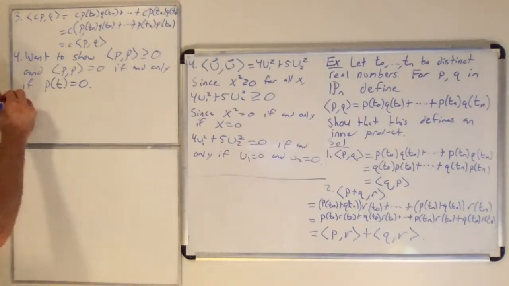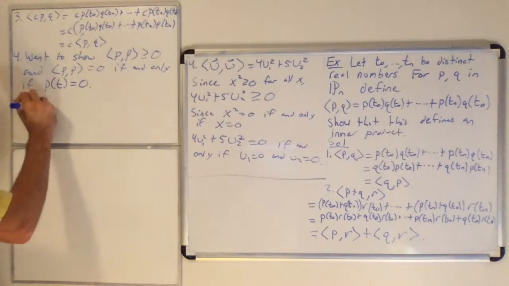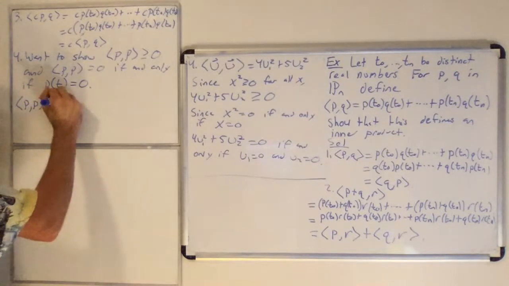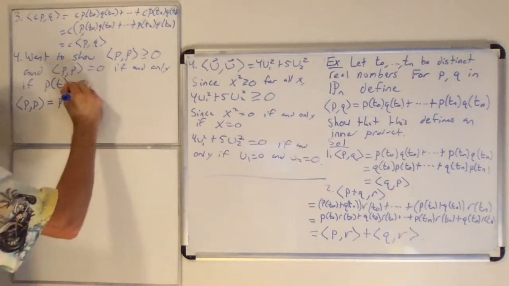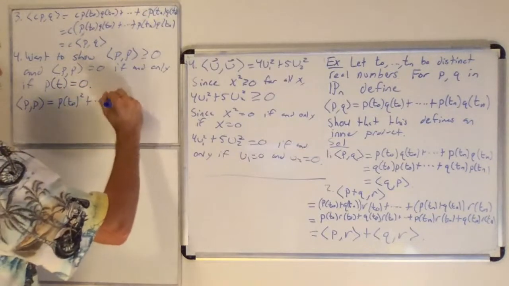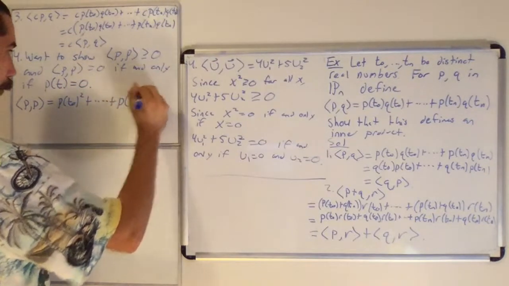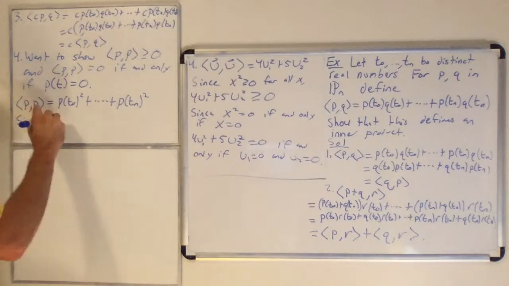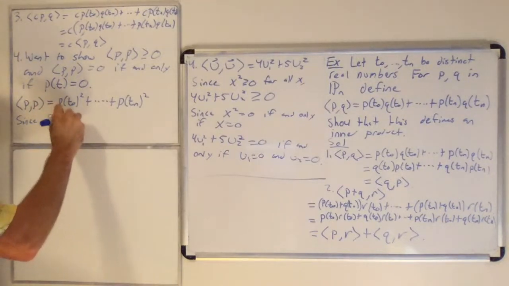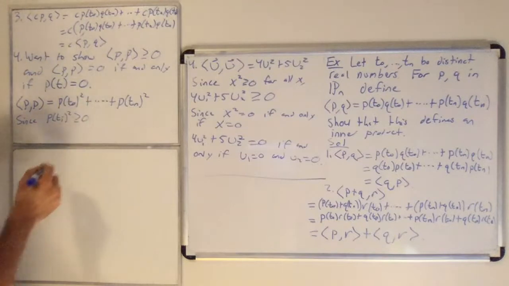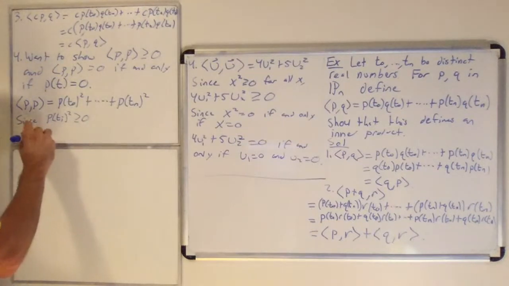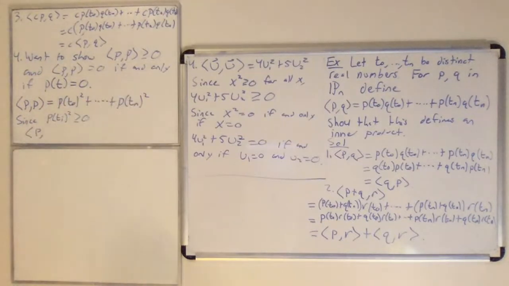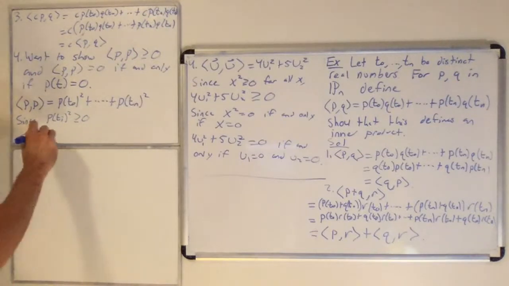Okay, so let's just look at what the inner product of p with itself, or the product of p with itself is. That's p of t0 squared plus p of tn squared. Since each of these numbers is non-negative, the whole sum is non-negative, right?